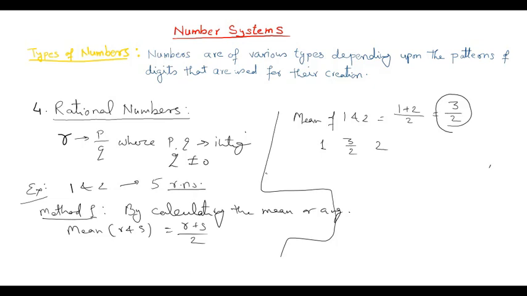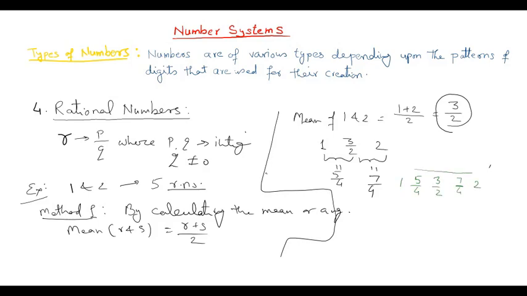Right. So again we will calculate the mean between these two numbers and the mean between these two numbers. So the mean between these two numbers will be 5 by 4. And the mean between 3 by 2 and 2 will be 7 by 4. So here we can write 1, 5 by 4, 3 by 2, 7 by 4 and 2. So here we have calculated three such rational numbers.